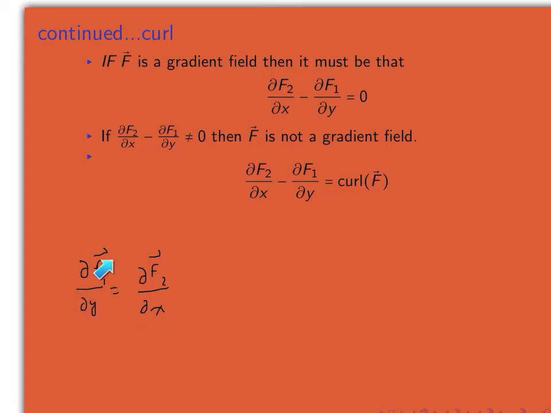Let's subtract the partial of f1 with respect to y to the right side. And remember that our question was always, are these equal? Well, that's the same as the difference of these two partial derivatives being equal to 0. And this quantity turns out to be very important. We're going to call it the curl of the vector field f. So in particular, notice if the curl is not equal to 0, then the vector field f is not a gradient field. And we'll get to the converse a little bit later, but there's one slight twist.